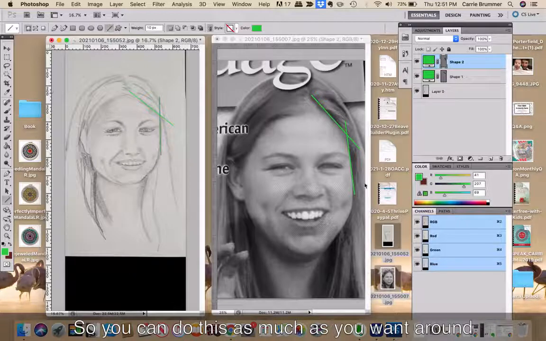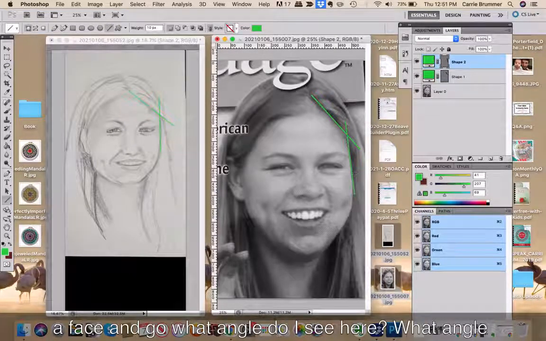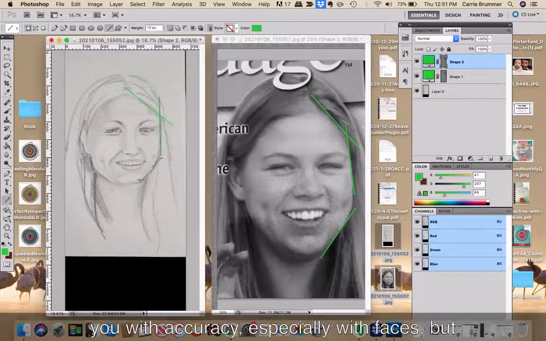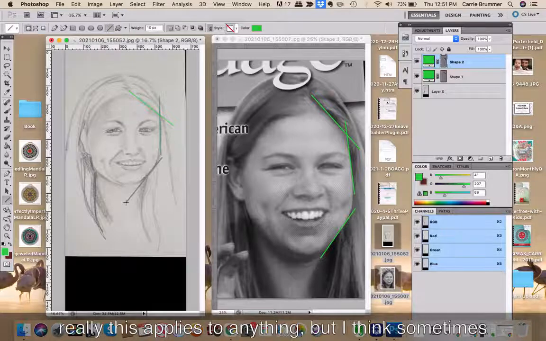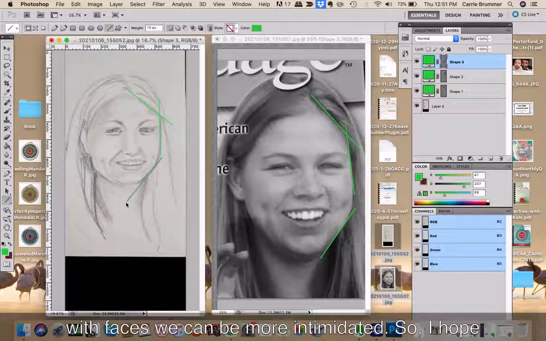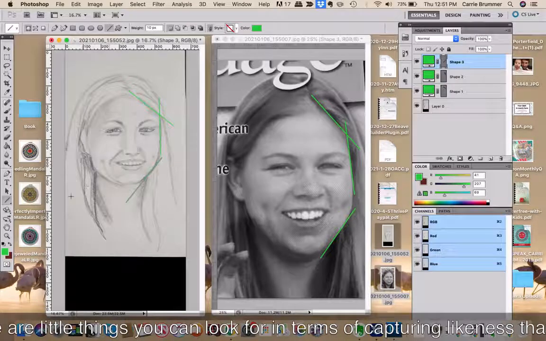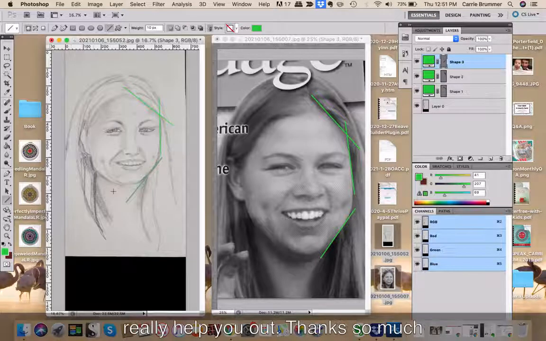So you can do this as much as you want around a face and go, what angle do I see here? What angle do I see for the bottom of the chin? And that can really help you with accuracy, especially with faces, but really this applies to anything. But I think sometimes with faces we can be more intimidated. So I hope this gives you some insight into these little things you can look for in terms of capturing likeness that can really help you out.